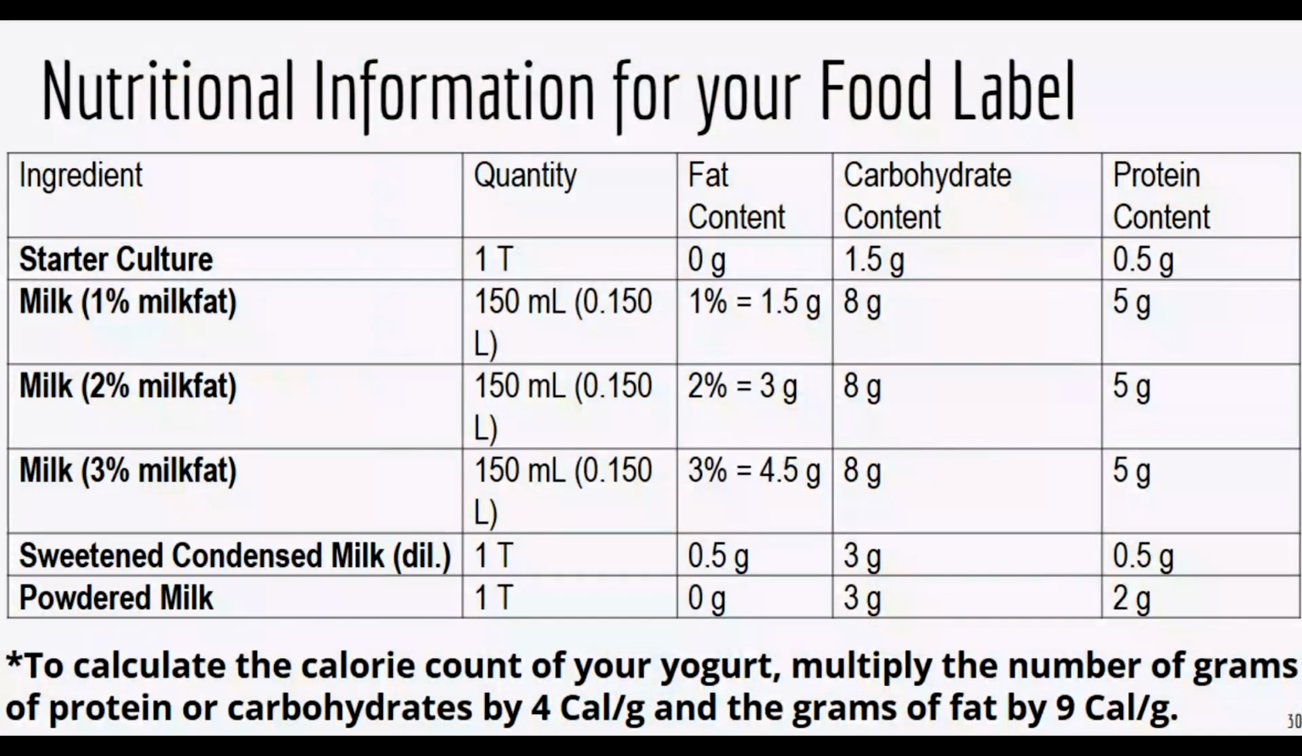So what I'd like you to do now is look at a food label like this. So when you create whatever your teacher tells you to do in the classroom, you're going to be creating some sort of recipe. This is what each thing has. Every single person is going to be using 150 milliliters of milk, regardless of if it's 1, 2, or 3%. They are all going to use the yogurt starter culture, which is where we're going to get those 2 bacteria that I introduced to you a second ago.